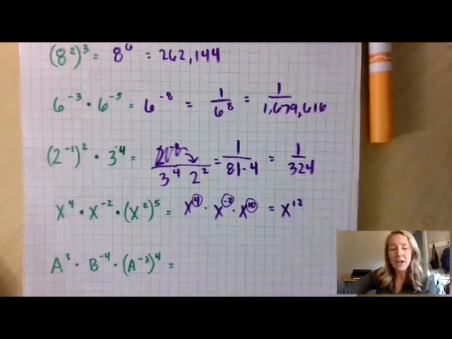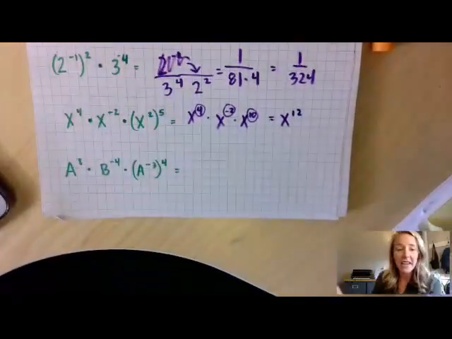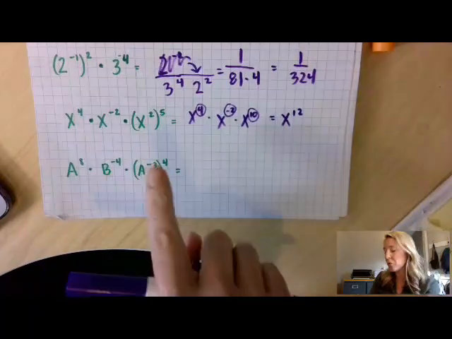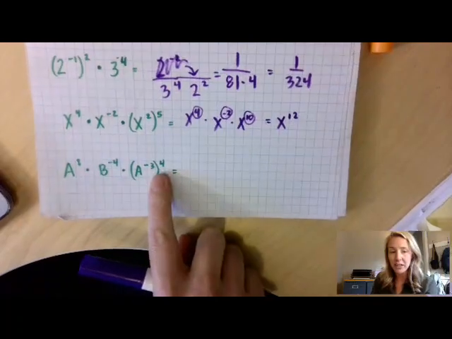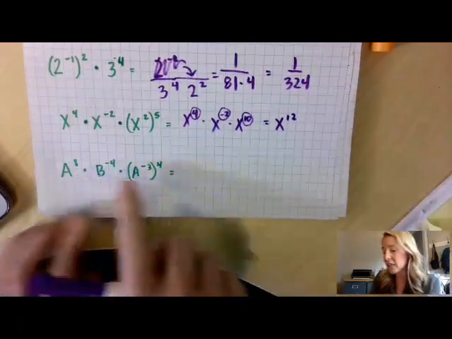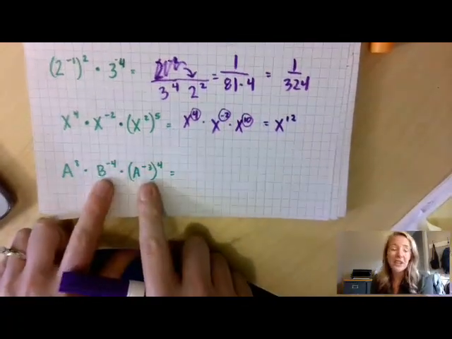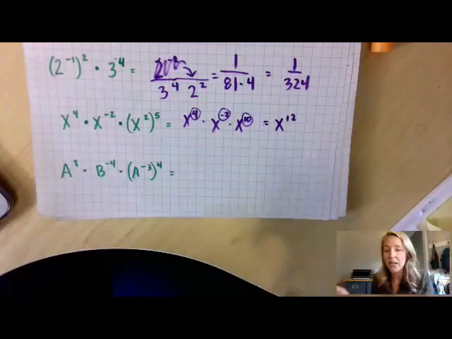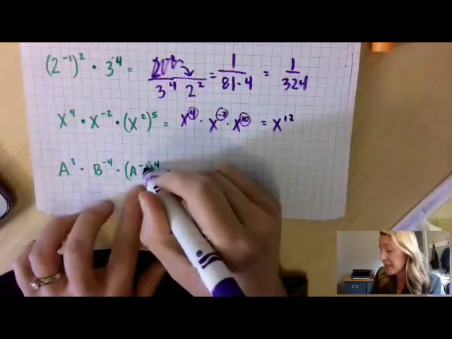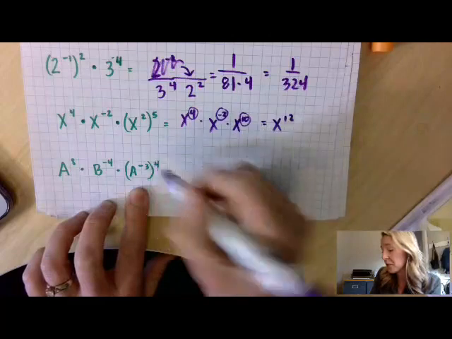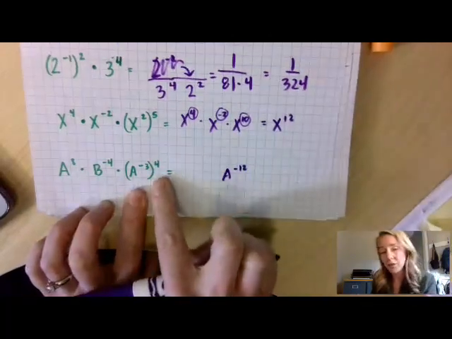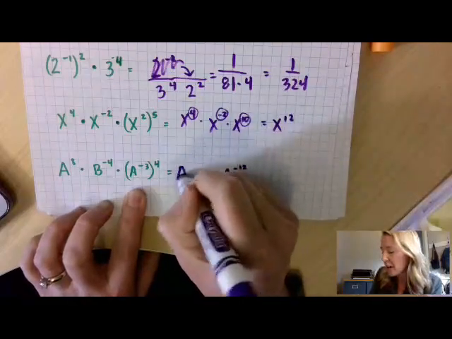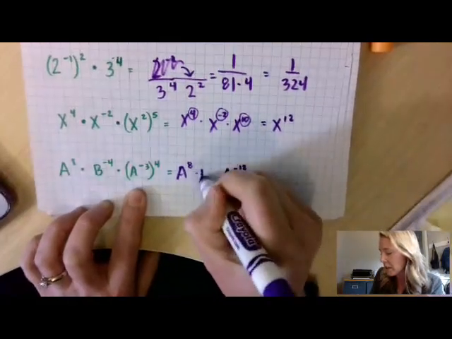Last but not least, we've got a to the 8th power times b to the -4th, and then a to the -3rd raised to the 4th. So power of a power right here. So all you need to do is get your a's together. Your b's are going to stay by themselves, right? So if I have -3 times 4, that's going to be a to the -12, because our shortcut is to multiply those. Okay, we still have our a to the 8th and our b to the -4th.